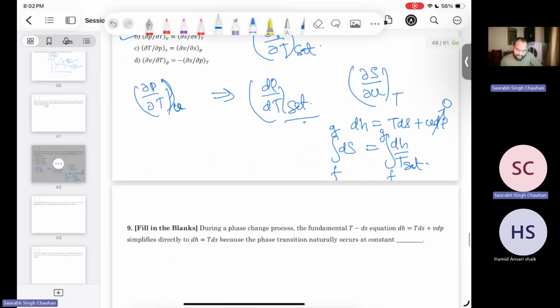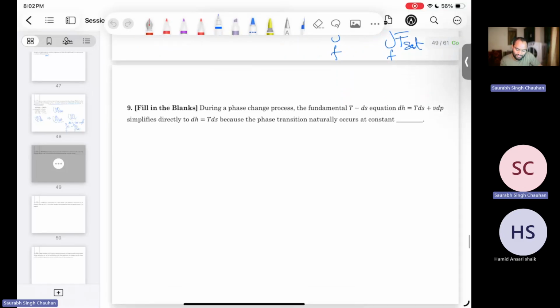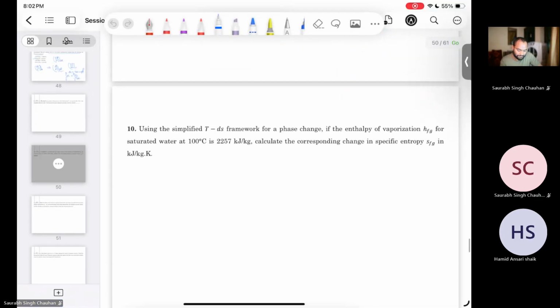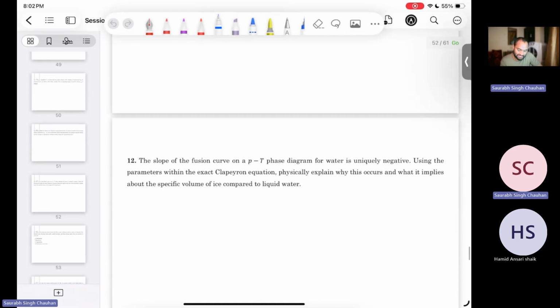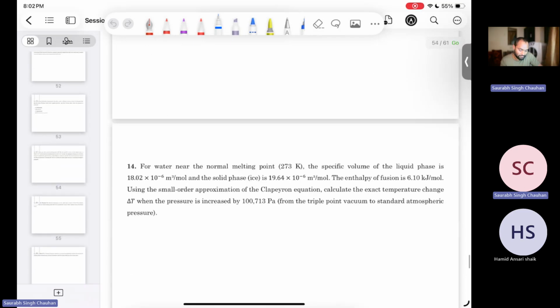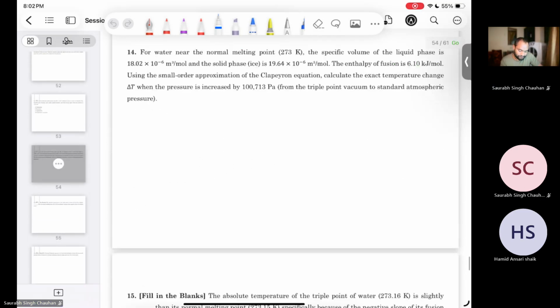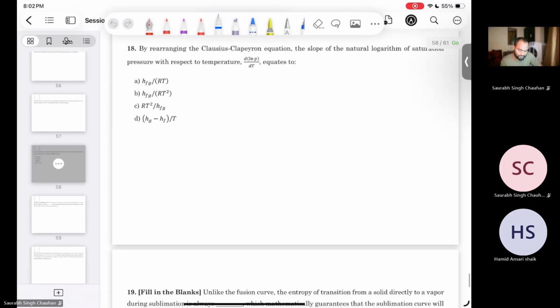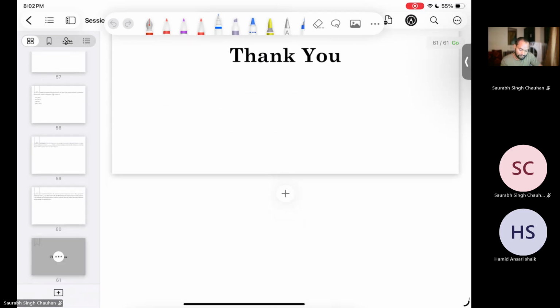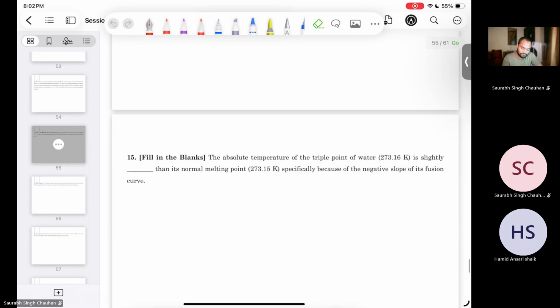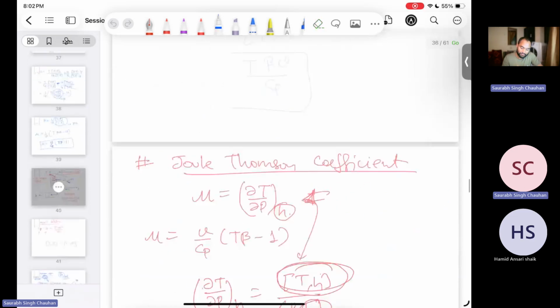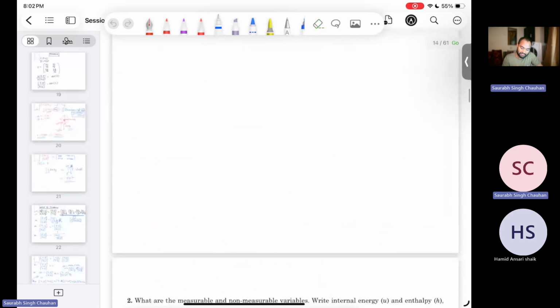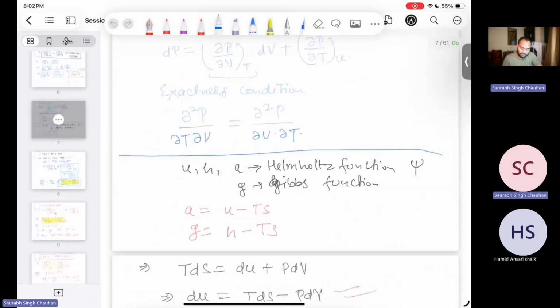Yes, sir. So already we are running out of time. There are a few more questions, but I think most of the things we have discussed, and these questions can be solved based on the discussion. Yes, sir. I'll try to do this, and if any doubts are there, we can ask you in the next session. We also had to discuss one more thing, but again, we have to reserve it for the next session.